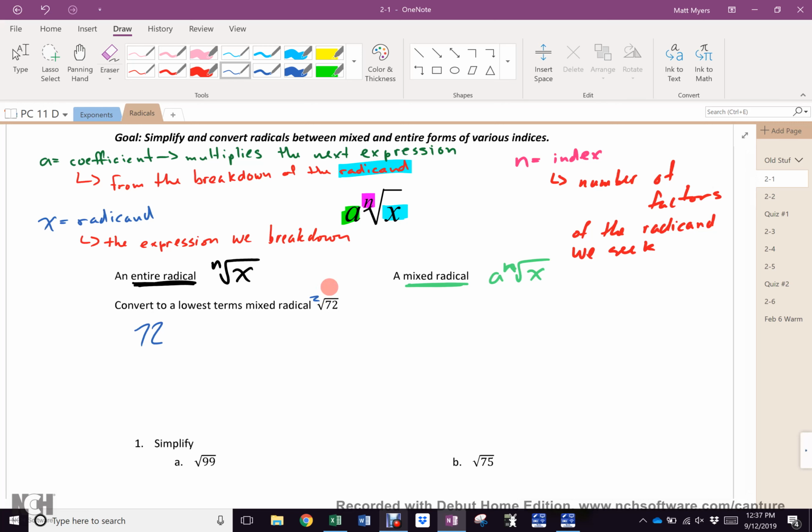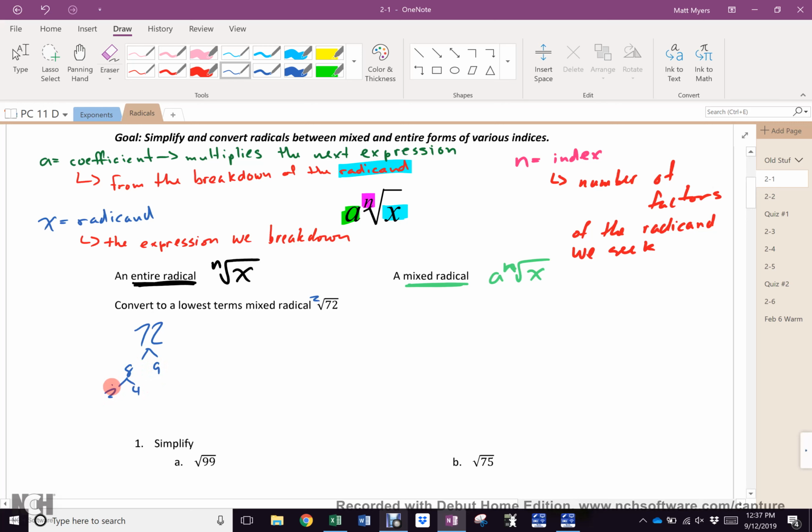No? Excellent. I am betting most of you, your first two branches are going to be 8 and 9. Some of you may have 18 times 4, or 12 times 6, or 24 times 3, or 36 times 2. But I'm betting most of you have 8 and 9. I cannot stop there because those are not prime numbers. So I continue to break them down.